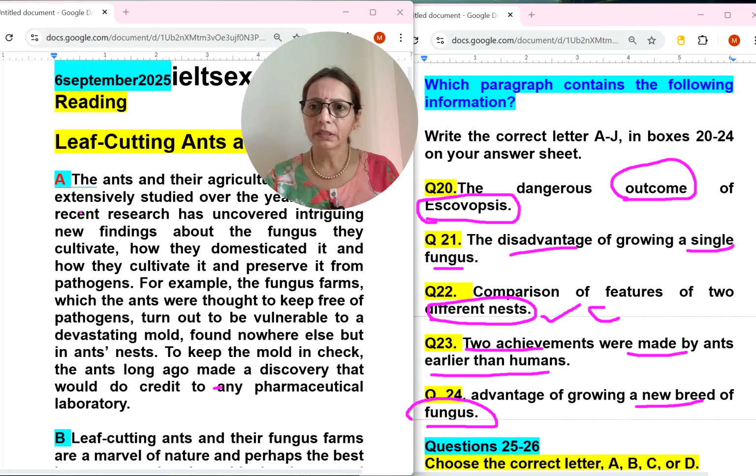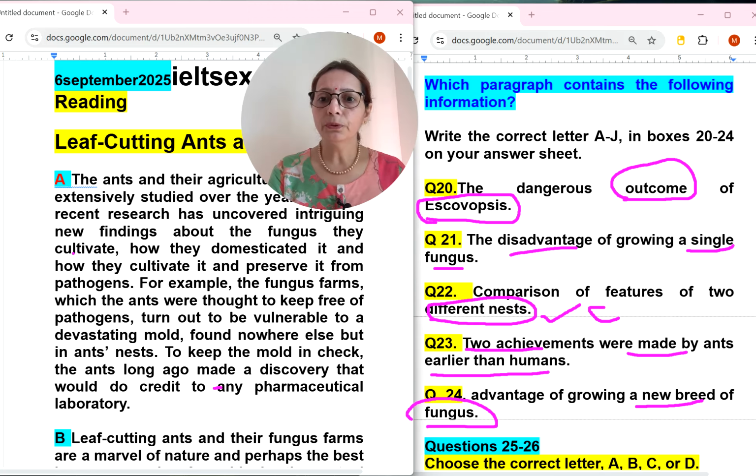The ants and their agriculture extensively studied over the years. Recent research has uncovered intriguing new findings about the fungus they cultivate, how they domesticate it, how they cultivate, preserve it from pathogens. For example, the pathogens turn out to be vulnerable, to be devastating. Mold found nowhere else in ants to keep the mold in check. Okay, dangerous outcome, the disadvantages of growing, two achievements were made. No, nothing is there. It means answers will be in last paragraphs, I think.